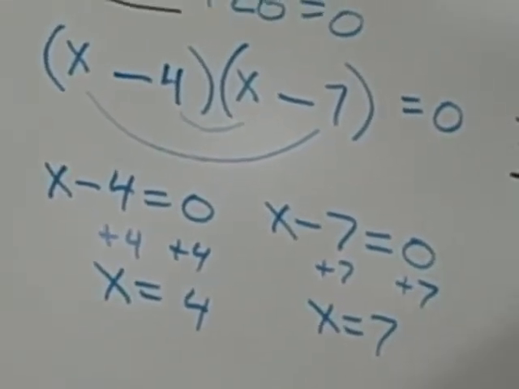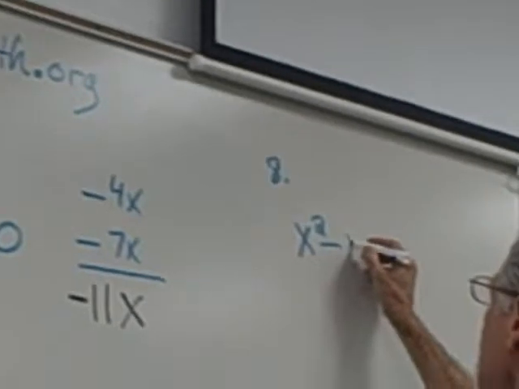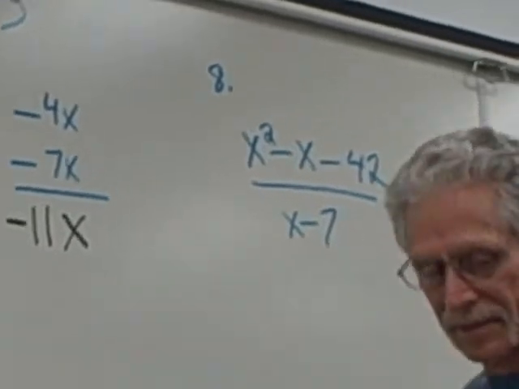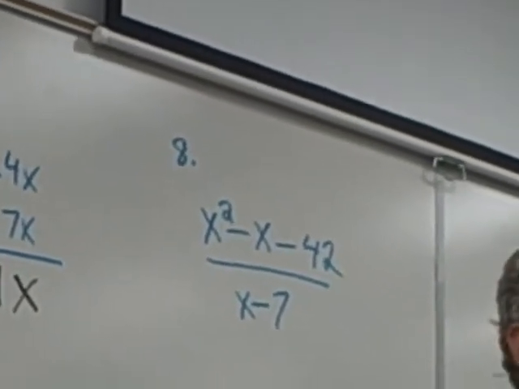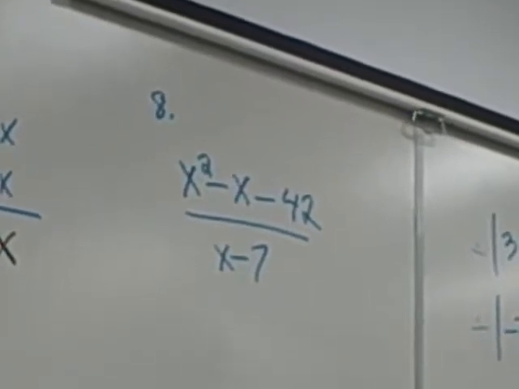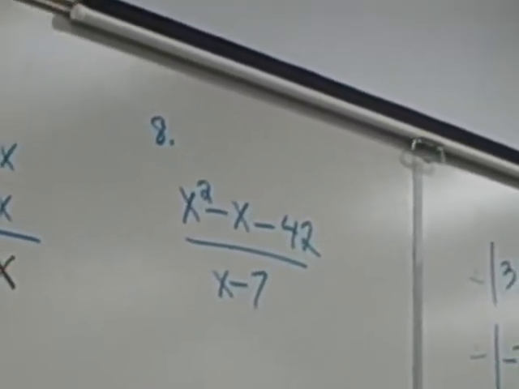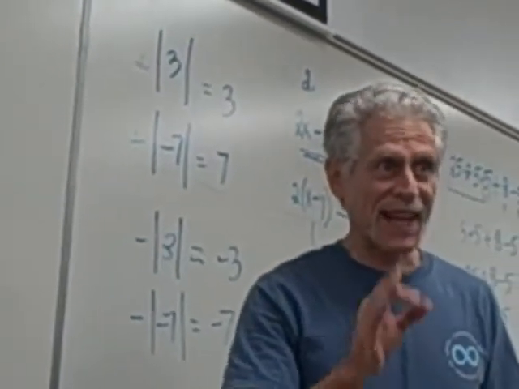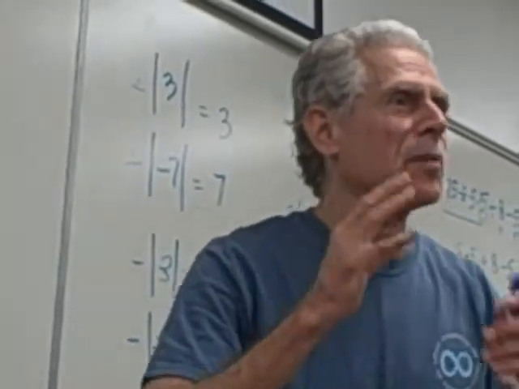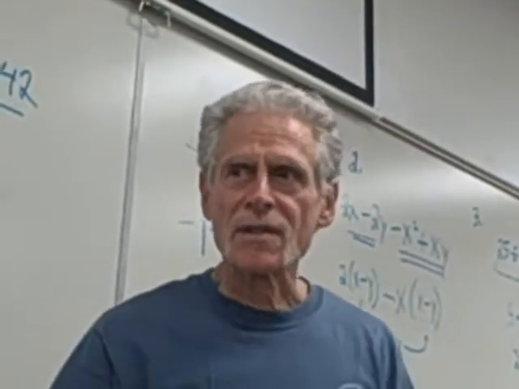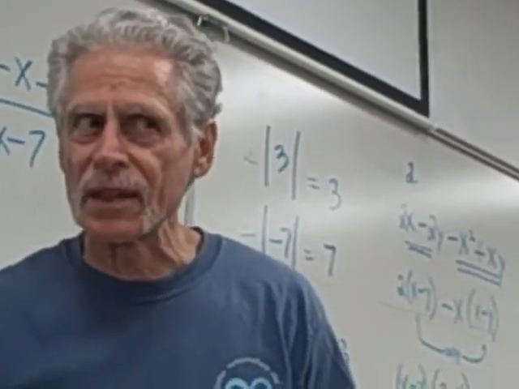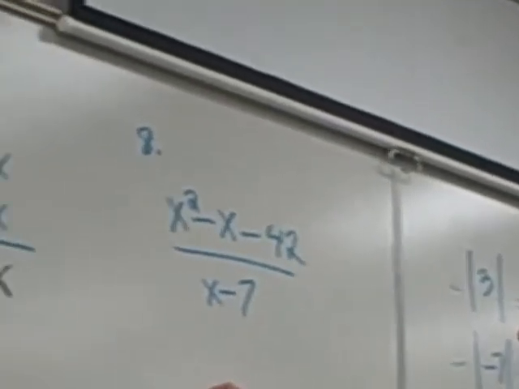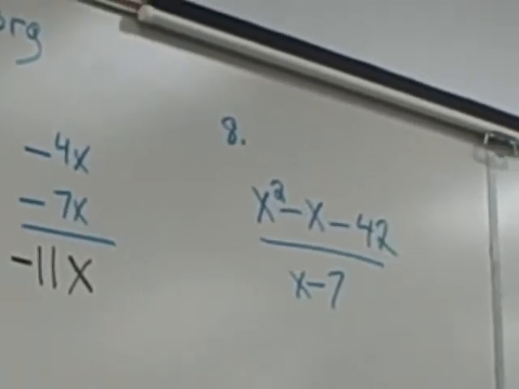Okay, this problem 8 says simplify x squared minus x minus 42 all over x minus 7. A couple important things here for me to tell you. You cannot reduce anything unless it's part of a multiplication. That's called a factor, isn't it? So on the bottom, x minus 7 doesn't factor, does it?